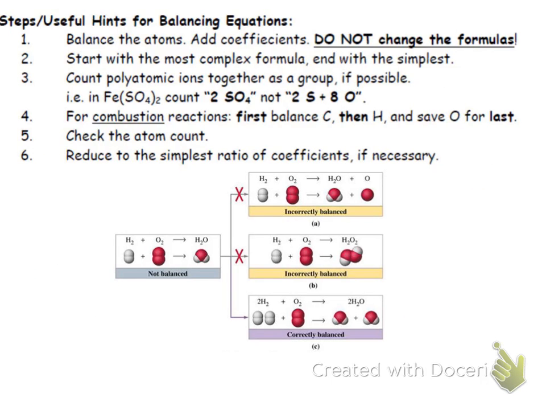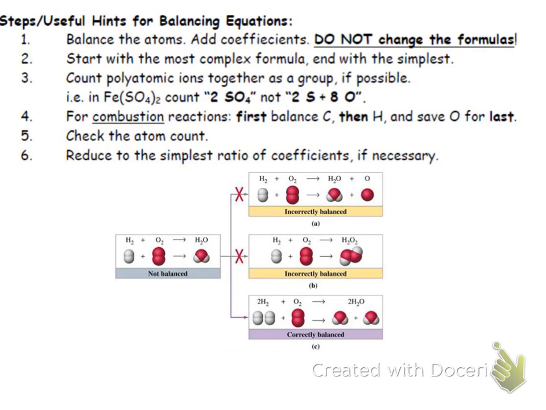So, useful hints and steps for balancing equations. They're not all rules, but they will help make it easier to balance equations. This one is a rule: you've got to balance the atoms by adding coefficients, and do not change the formulas. Later on, when we write our own formulas, this will be tempting to do, so make sure that you don't. Start with the most complex formula and end with the simplest. The simplest ones are the elements that are all by themselves.